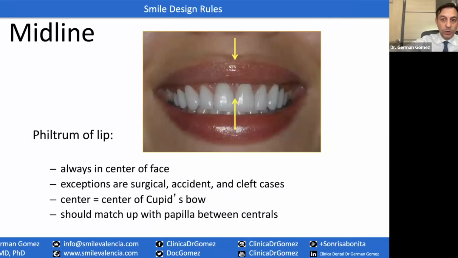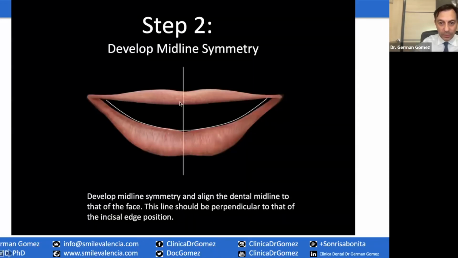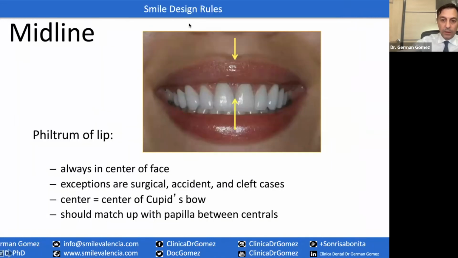Then you develop the midline symmetry. Where is the midline? In the philtrum. The philtrum of the lip is the midline. So let's see, do we have the midline of the teeth in the philtrum? The midline of the upper arch is more important for a smile design than the midline of the lower arch, but we can analyze both, of course, and tell the patient about both. Then maybe he accepts to also do veneers in the lower mouth.